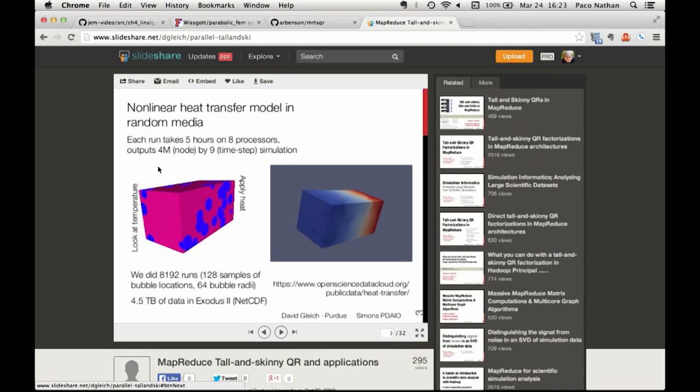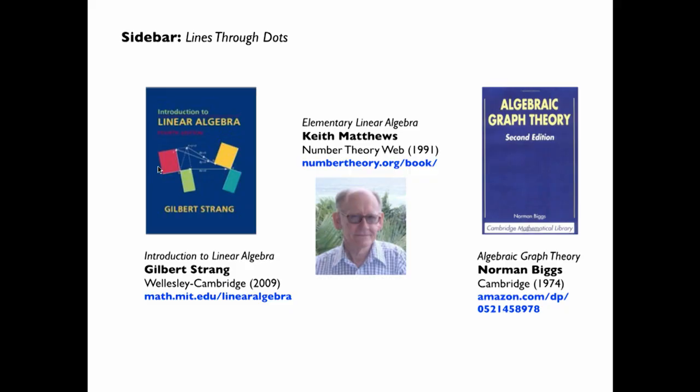Pretty interesting stuff. Now, as far as some textbooks to recommend, I mentioned Gilbert Strang. There's Introduction to Linear Algebra. That's a good one. Definitely recommend. Online, there's a free book off of Number Theory Web by Keith Matthews. It's called Elementary Linear Algebra. Definitely recommend that. And there's another book I'll be referencing a little bit later by Norman Biggs. It's called Algebraic Graph Theory.